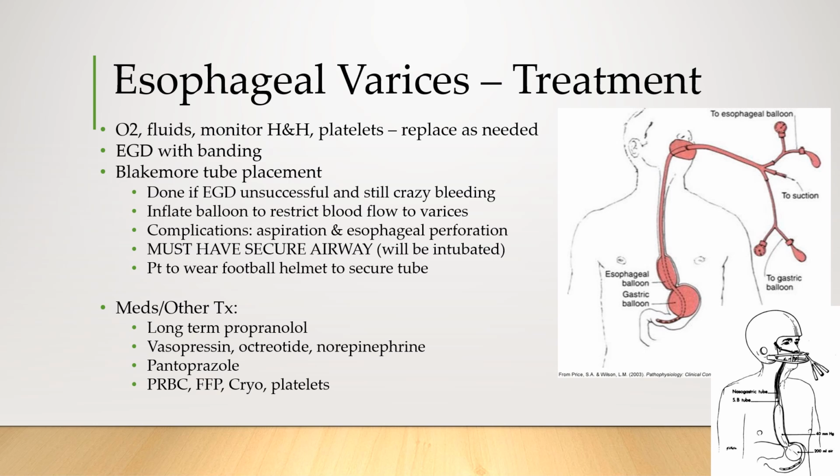So, like we talked about the treatment, the Blakemore tube can be done if the EGD is unsuccessful and we weren't able to complete or do the TIPS at all. We're going to be watching hemoglobin and hematocrit go down. We're going to be watching for blood in the stool. If there is blood in the stool, the physician may do an upper and lower GI scope to do any cauterizing that may be needed.